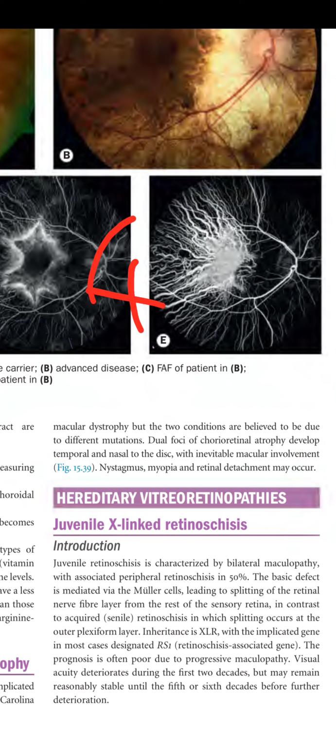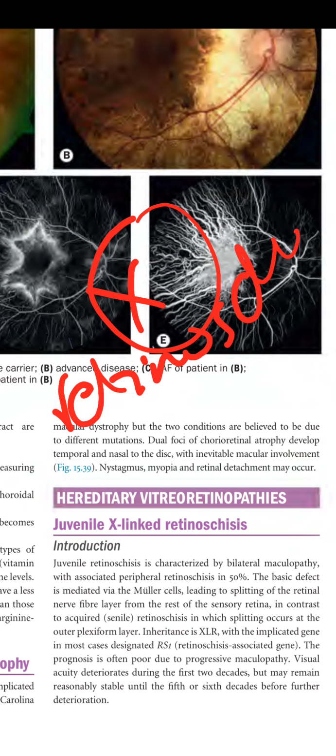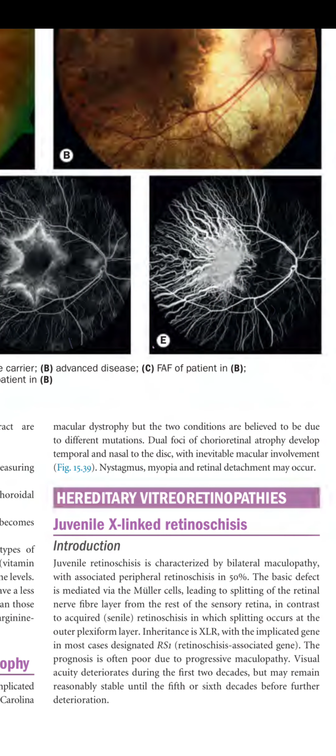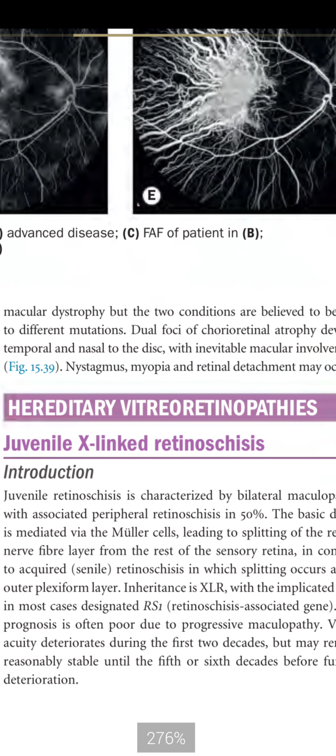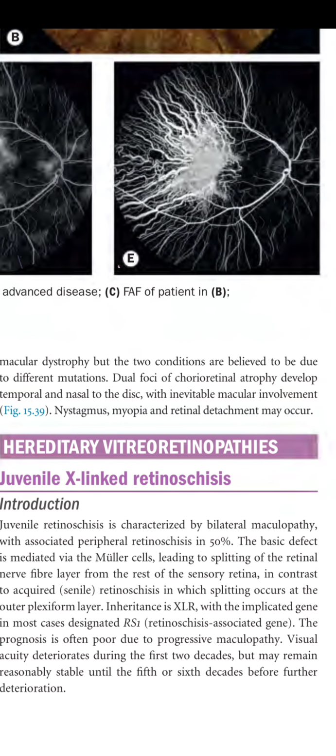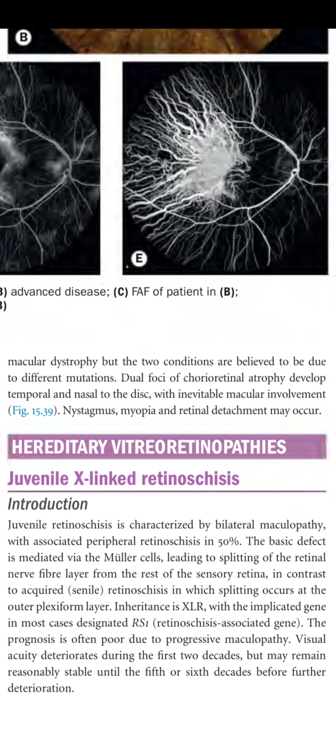There are two types of retinoschisis. Retinoschisis is basically the separation of the inner layers of the retina, and it can be congenital or acquired. The congenital one is juvenile X-linked retinoschisis, so let's get started. It also affects the nerve fiber layer. The separation is at the nerve fiber layer. Juvenile retinoschisis is characterized by bilateral maculopathy, with associated peripheral retinoschisis in 50%. So there is a maculopathy and there is a retinoschisis.